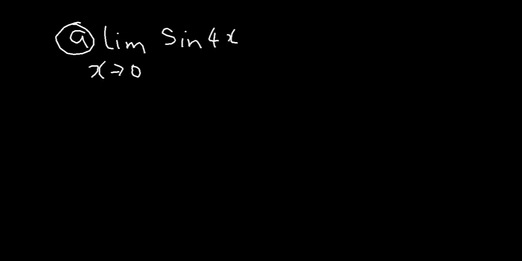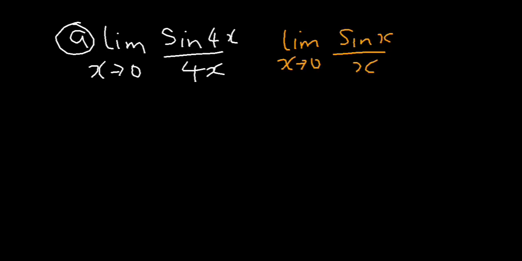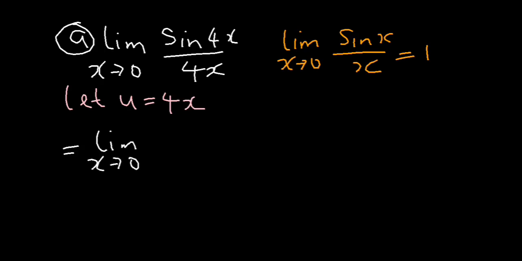The first one, the limit when x tends to 0, sin 4x over 4x. Remember that the limit when x tends to 0, sin x over x is equal to 1. So let's make u equal to 4x. Then we will have the limit when x tends to 0, sin u over u. And this is the same thing as the formula. So we can use the pattern now. So this is equal to 1.